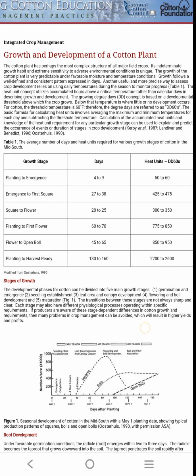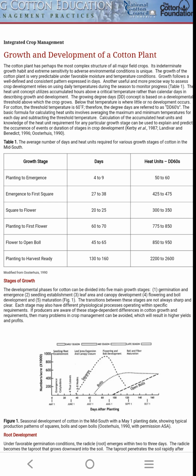According to these scientists, they found out, based on these growth stages, the days and heat units of these temperatures, tabulated in this table. Required means required, not required means not required; these are not contradictory words.